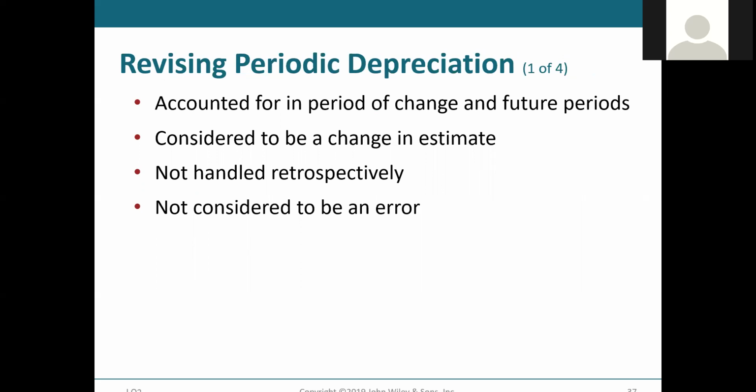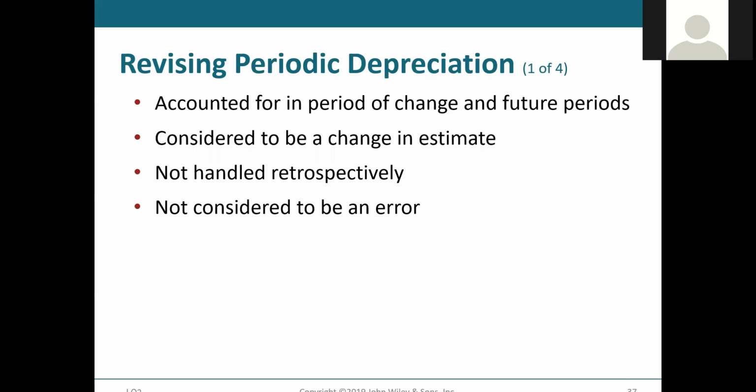Now, an asset can change in the middle of its life. It might be that we think the asset will last longer than we thought, or might have to be shortened. This is not a mistake. This is just a change in our thinking. So revising periodic depreciation is accounted for in the period of change and future periods. It's considered to be a change in the estimate, and you don't go back to prior months and fix anything. You start anew with the calculation I'm about to show you.